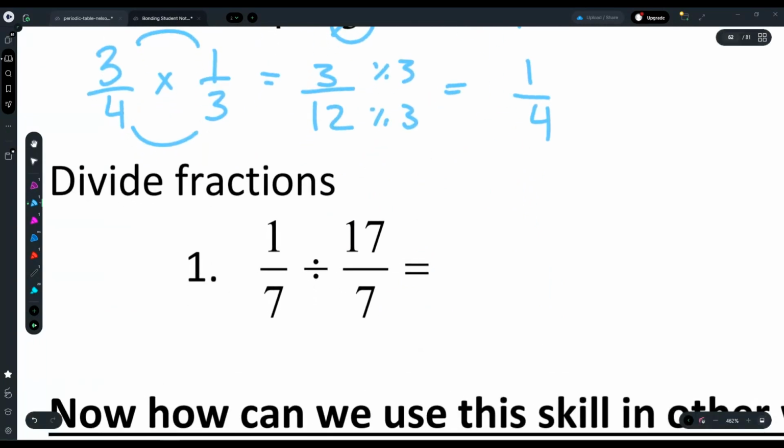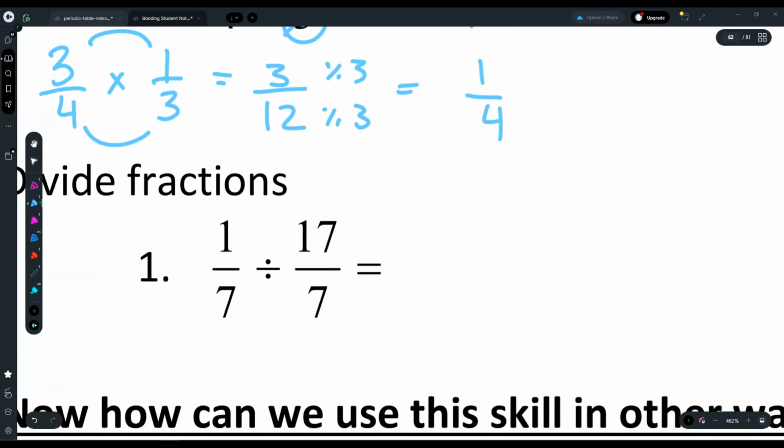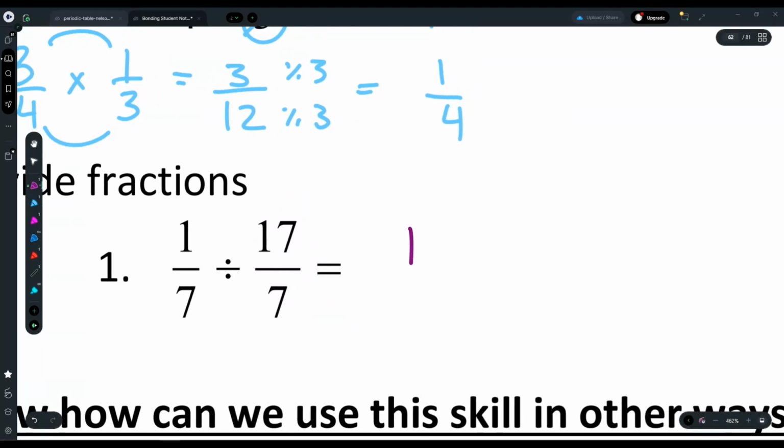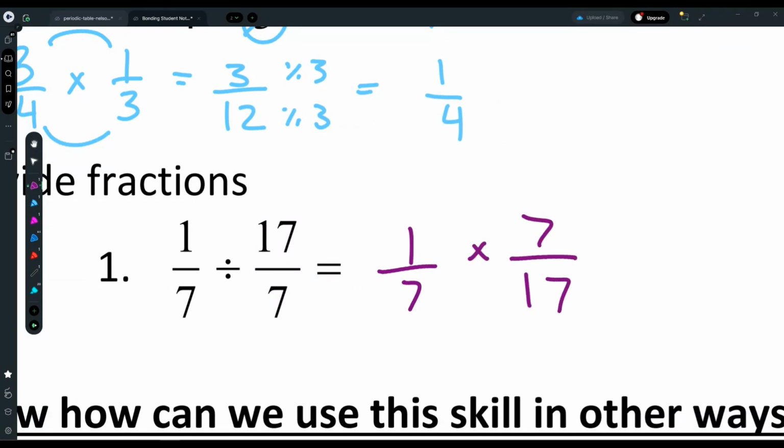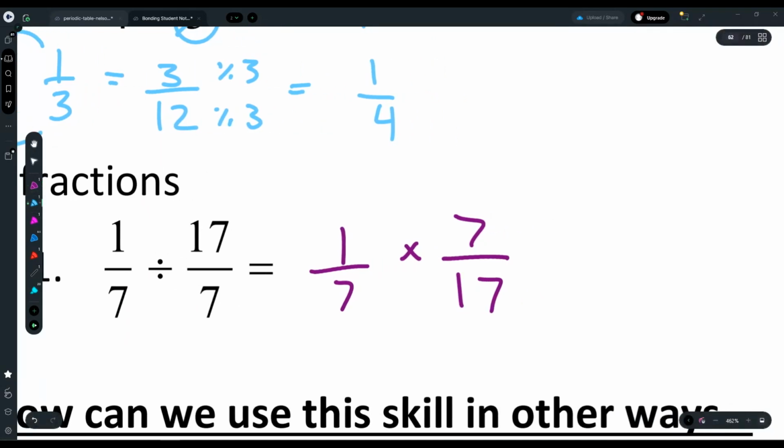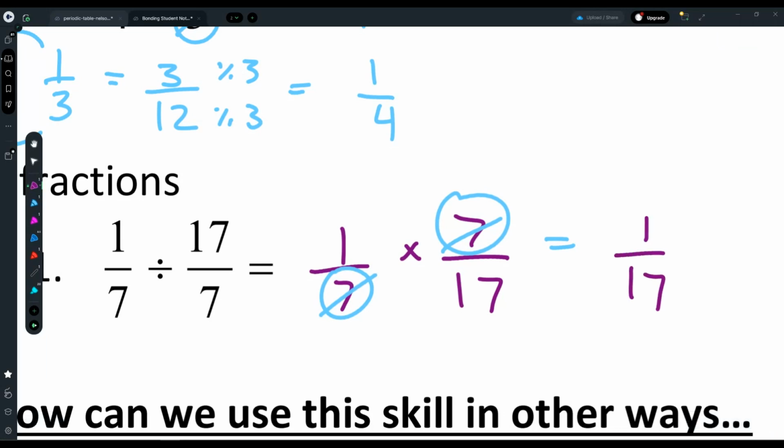Now, with dividing fractions, as a quick refresher, you flip the fraction that comes second and change the divide sign into a multiply sign. So doing that, we would have 1/7 multiplied by 7/17. Notice how we have 7 in the denominator and numerator. Those cancel out. So we get 1/17 for our answer.